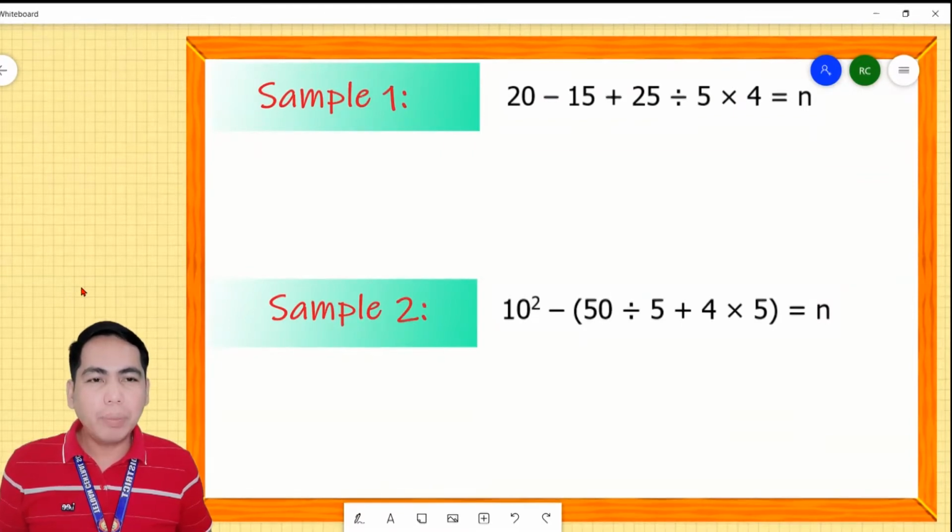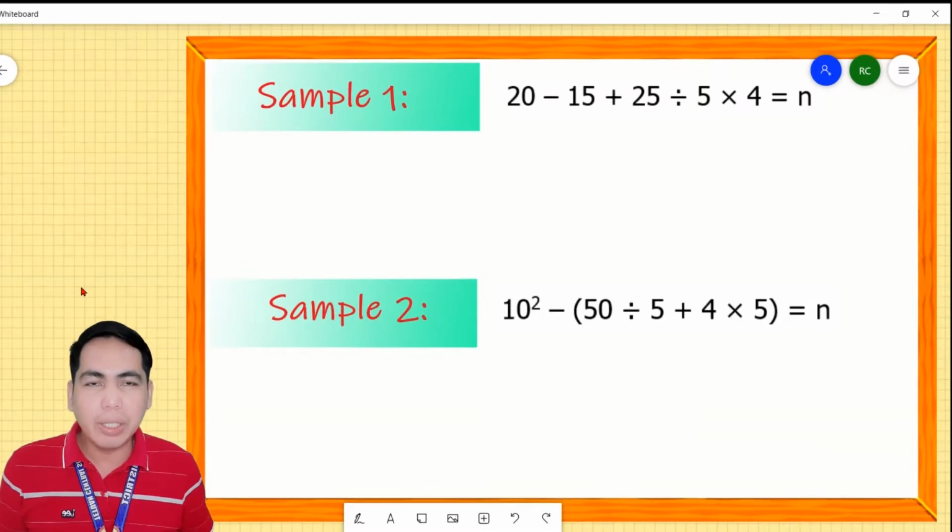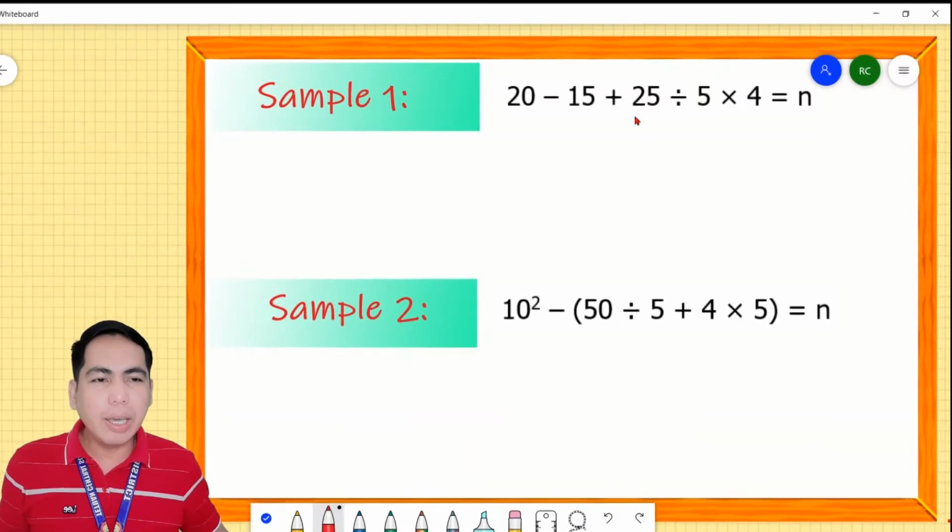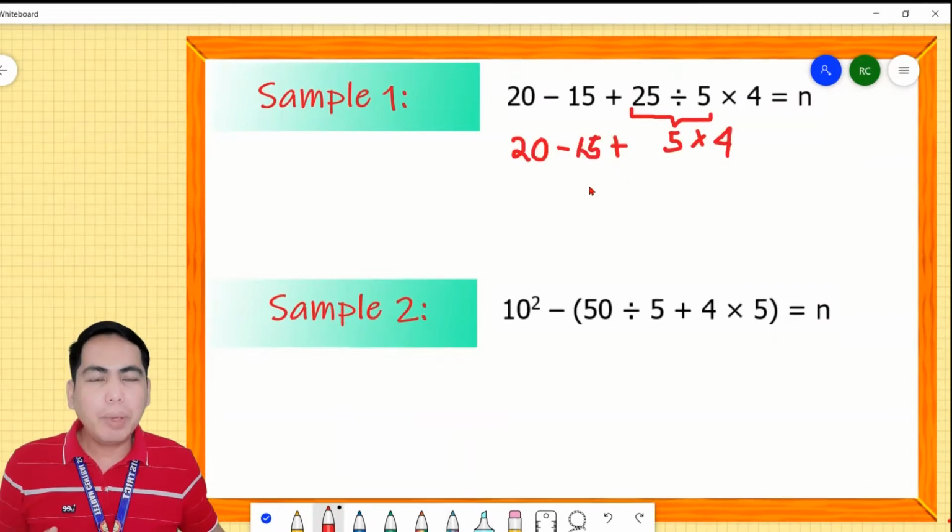Since in our example number 1, there are no groupings or parentheses and exponents, then we have to proceed to multiplication and division. So from left to right, we can see that division comes first before multiplication. So therefore, we have to divide first and then multiply. So in this case, we have to divide 25 divided by 5 to give us 5. After that, before we will subtract and add, we have to multiply first. 5 times 4 to give us 20.